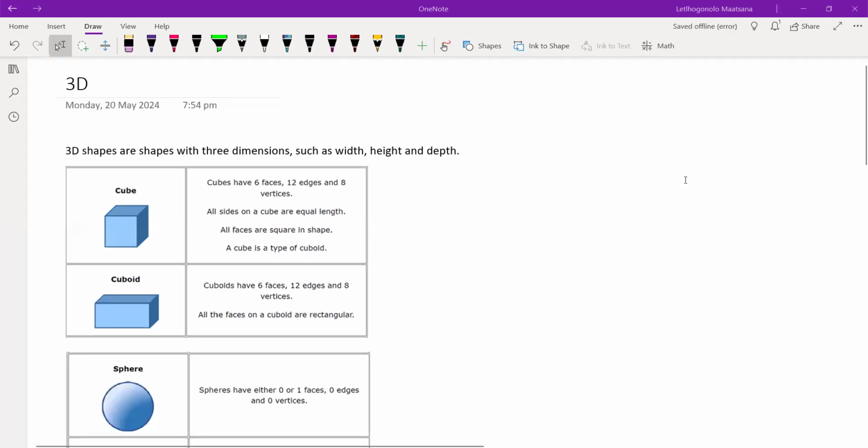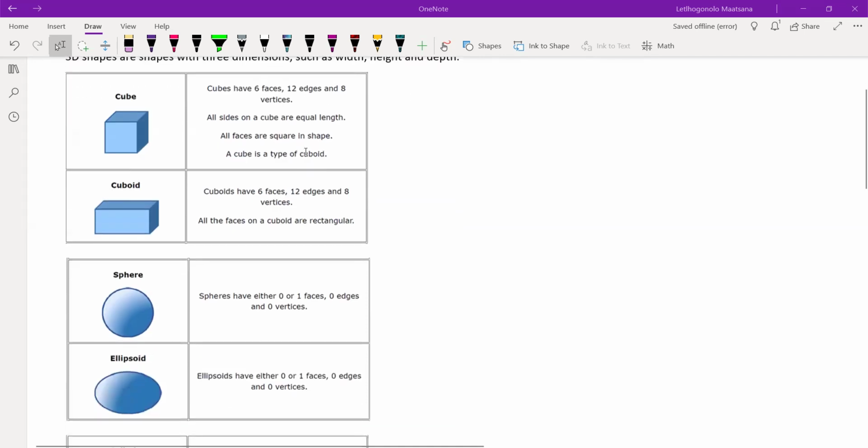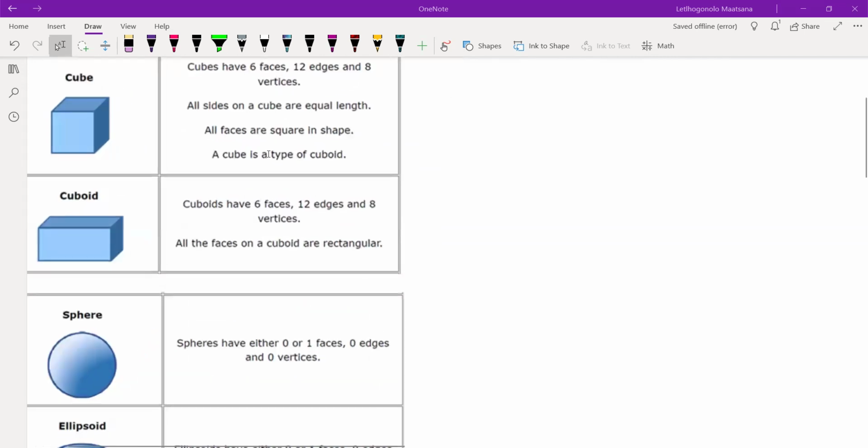Hi, in today's lesson, we're going to be talking about 3D shapes. 3D shapes are shapes with three dimensions such as width, height, and length. Let's take a look at some of the 3D shapes that we have and their properties.